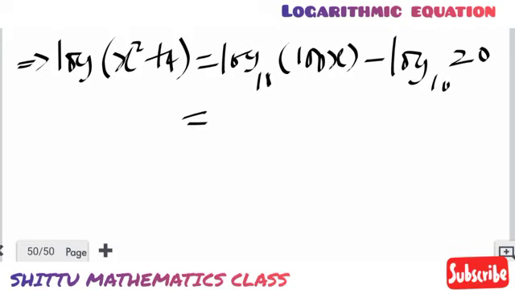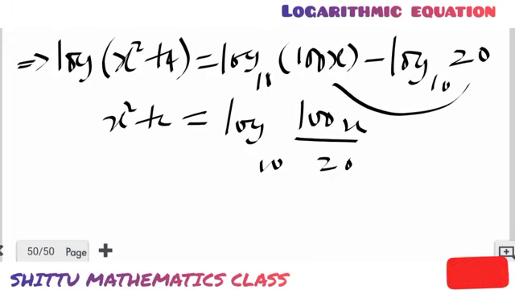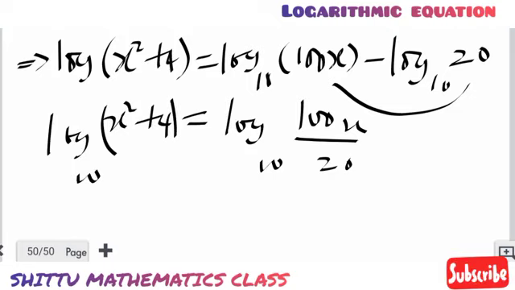You can see that this one also has the same base, therefore we can combine them, and because of this minus here, that is going to be division. So we have log of 100x over 20 with respect to base 10, s squared plus 4, log with respect to base 10. Okay, so now having this, what's the next thing we are going to do?